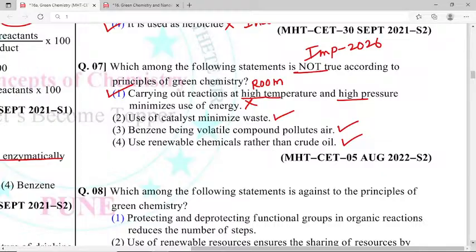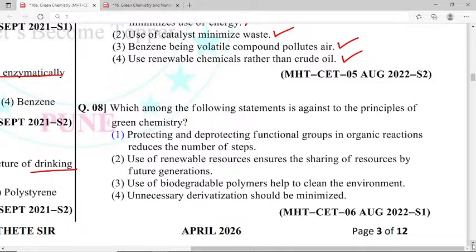Yes, very good. Now, which among the following statements is against the principle of green chemistry? Same question. Against means not true. Not true according to the principle of green chemistry. Protecting and deprotecting functional groups in organic compounds reduce the number of steps. No, it does not reduce the number of steps. It increases the steps. So this is not true.